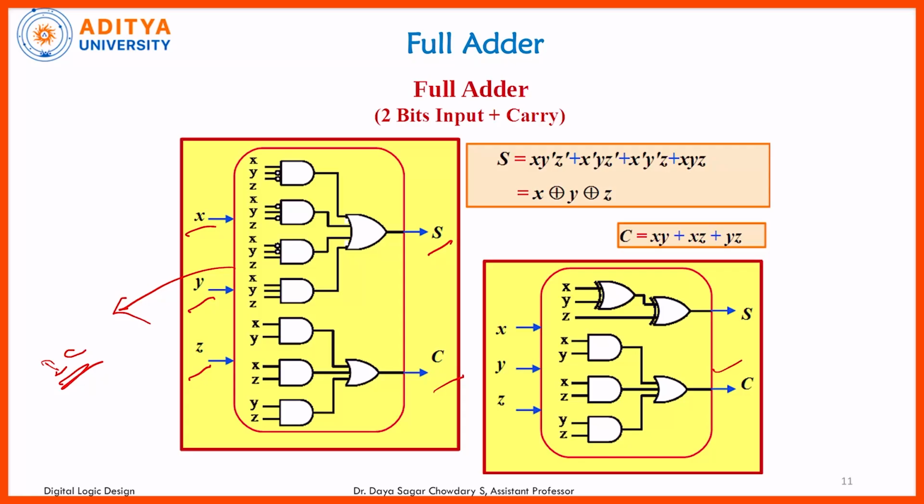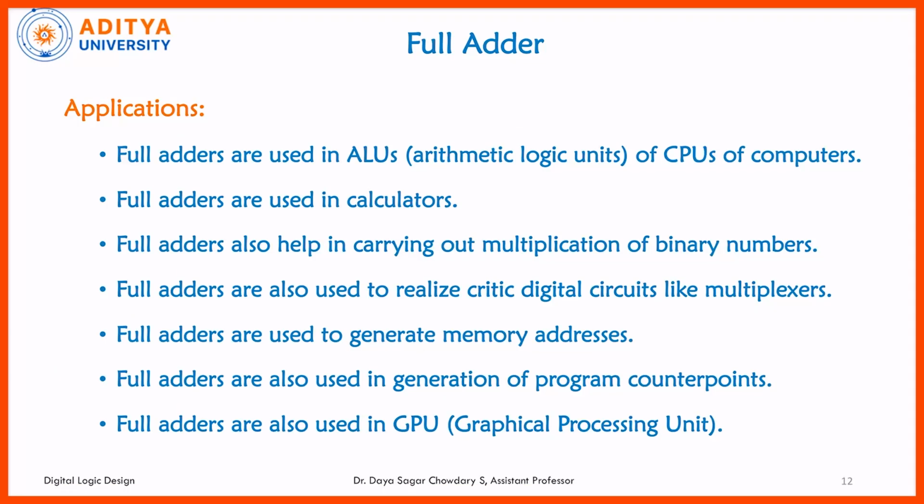Here x, y, z are the inputs, and s and c, sum and carry, are the outputs. So those 2 outputs are coming out from this block diagram, and 3 inputs are moving inside the block diagram. So finally you will get the full adder circuit outputs here. The same equations are represented here, that is s is equal to x XOR y XOR z, and c is equal to xy plus yz plus zx. So this is the representation of sum and carry for the full adder circuit.